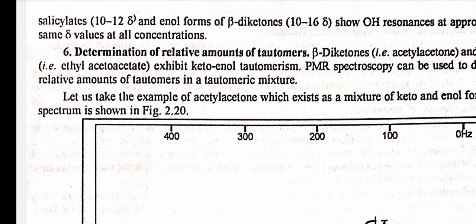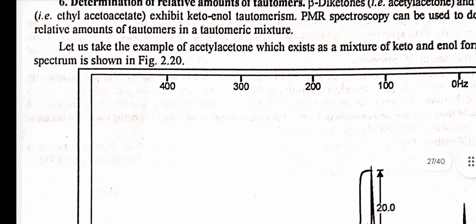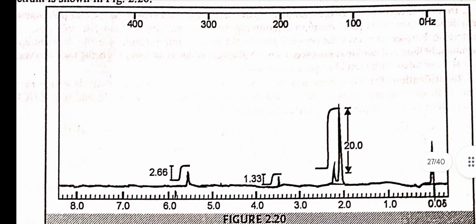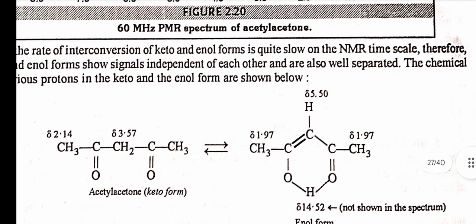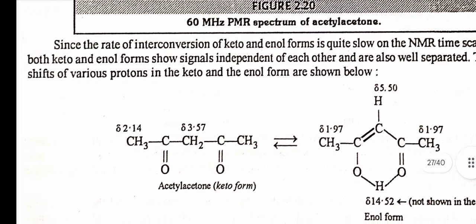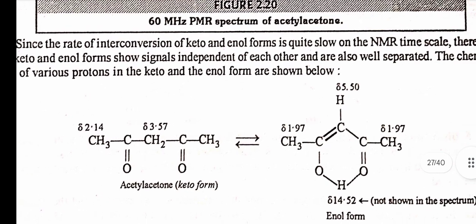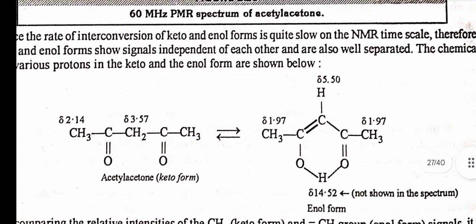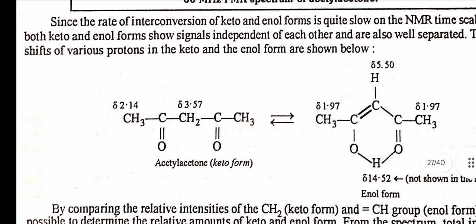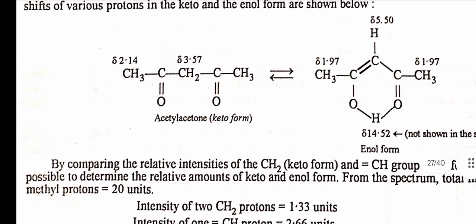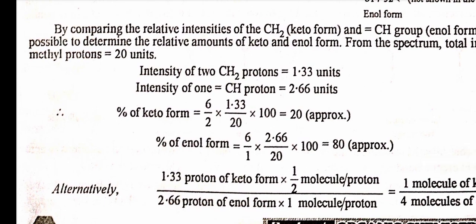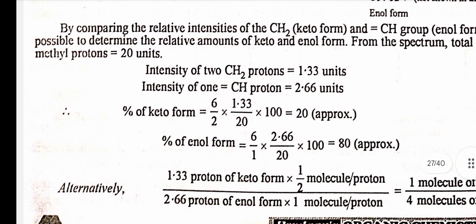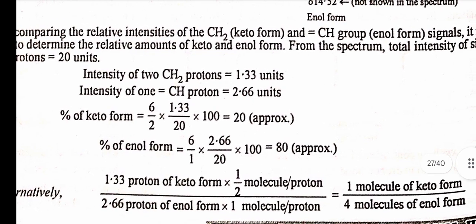Let us take the example of acetyl acetone, which exists as a mixture of keto and enol forms. Its PMR spectrum is shown in figure 2.20. Since the rate of interconversion of keto and enol forms is quite slow on the NMR time scale, both keto and enol forms show signals independent of each other, and these are also well separated. The chemical shifts of various protons in the keto and enol form are shown below. By comparing the relative intensities of the CH2 and CH group signals, it is possible to determine the relative amounts of keto and enol form from the spectrum.